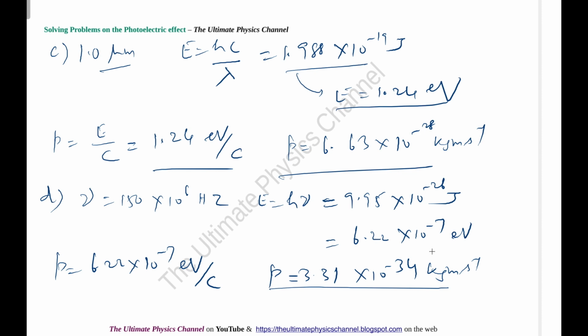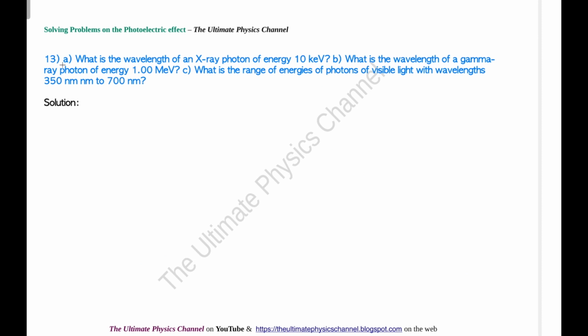Right, let's move to the next problem. What is the wavelength of an X-ray photon of energy 10 keV? What is the wavelength of a gamma ray photon of energy 1 MeV? What is the range of energies of photons of the visible light with wavelengths from 350 nanometers to 700 nanometers? The first is a 10 keV X-ray photon, right?